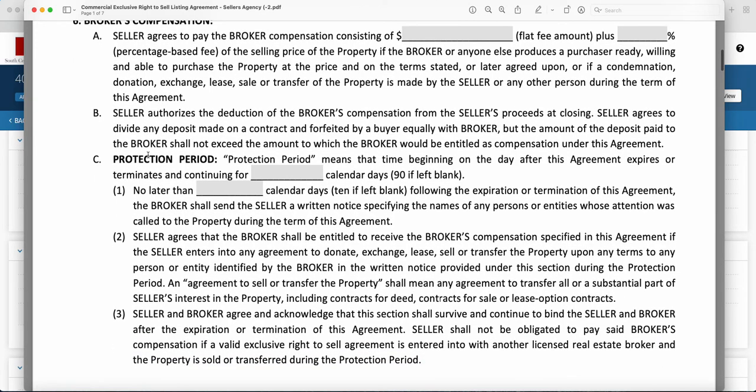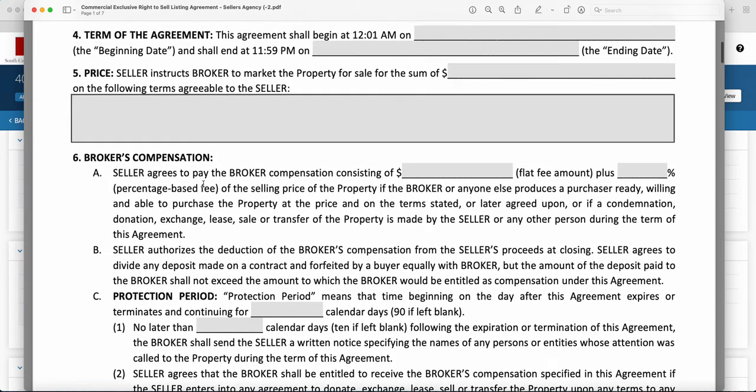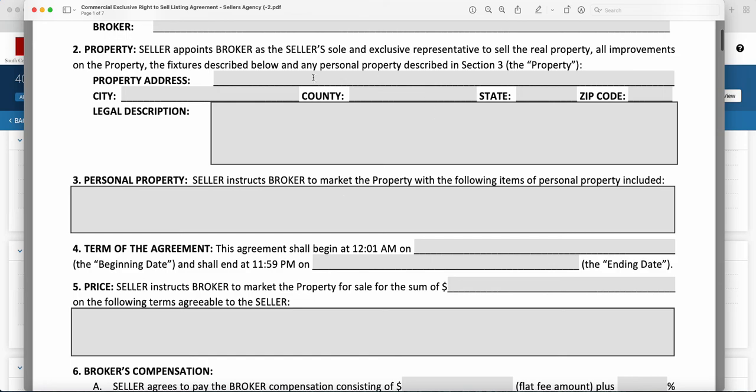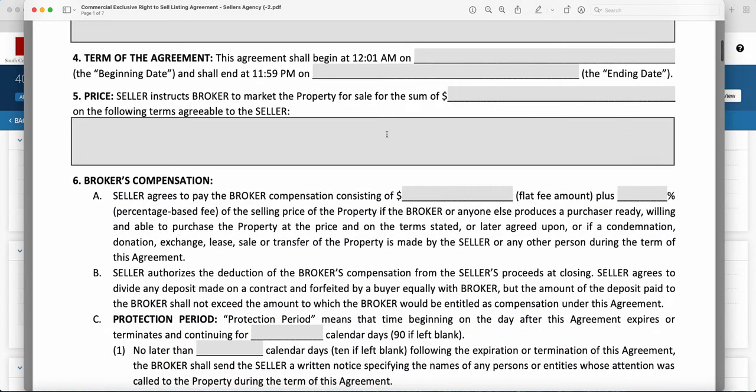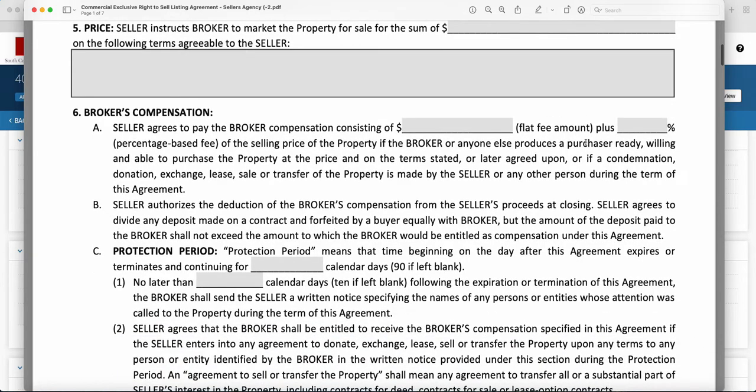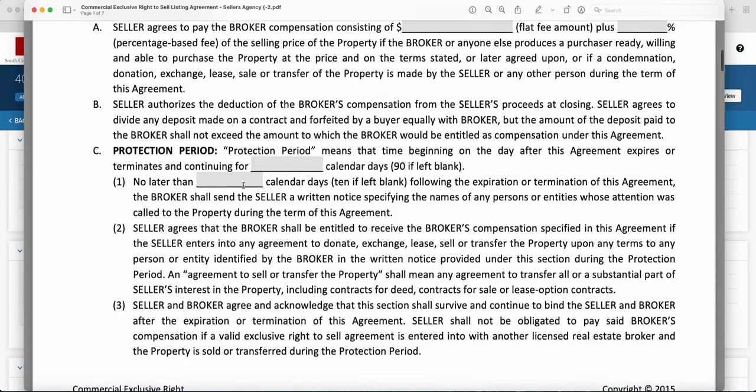Next piece down here is a protection period. So we already talked about this front page. Hey, what we're selling, how long we get to list and sell it for, how much we're going to sell it for, how much myself as the agent and brokerage are getting paid. And then we have what's called a protection period.